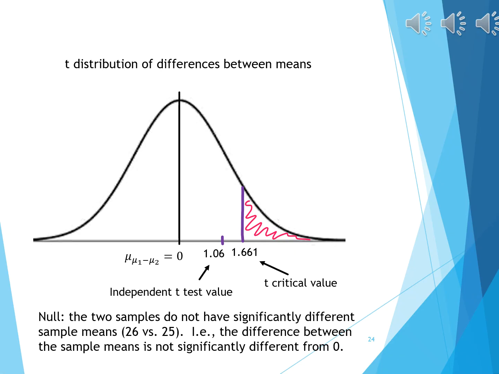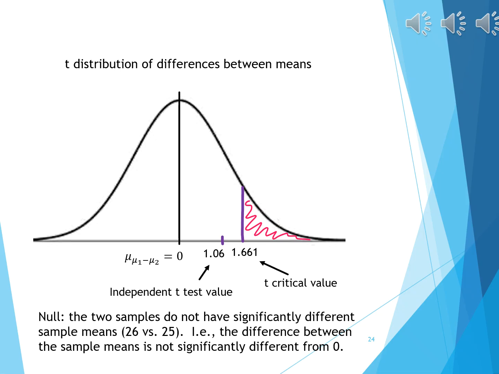We compare that to the critical region, which is established by a cutoff of 1.661 for the t critical value, and we see that our independent t-test value does not fall in the critical region. It's below the t critical value. So what do? Well, that means we cannot reject the null hypothesis. Therefore, we retain the null hypothesis. We didn't prove it. We don't think it's true. We just don't have enough evidence to suggest that it's false.